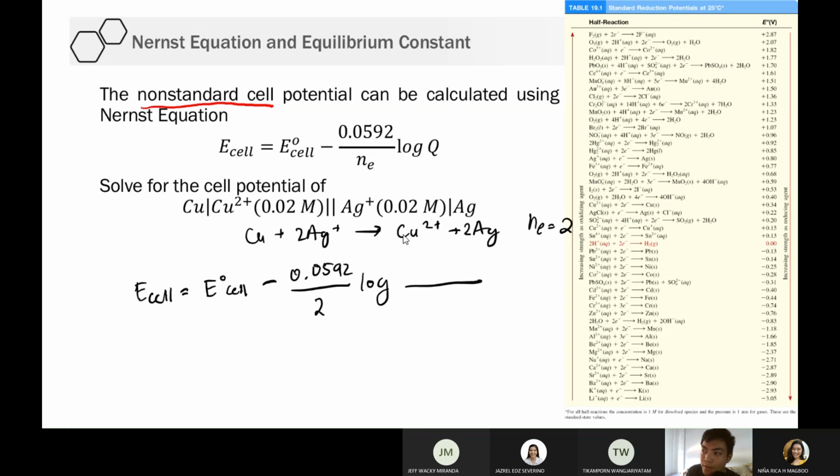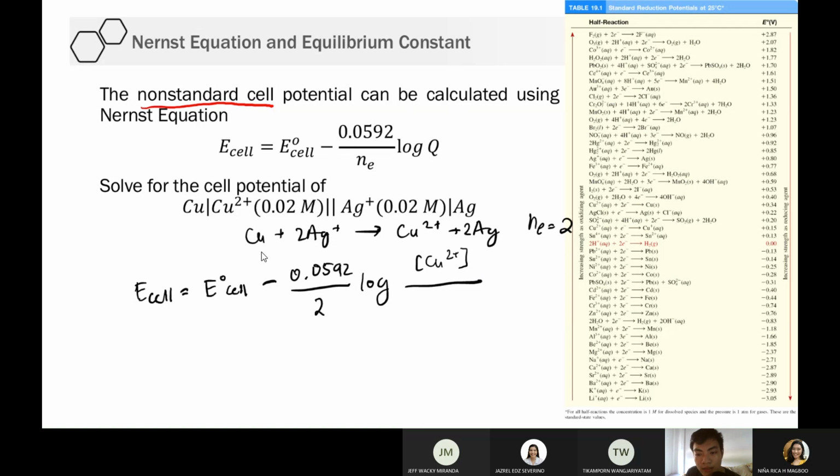That means I'm just going to write copper 2 plus here in the numerator. Again, metals are not to be written in here. So you should not write this down here. Only the ion form or the gas form. Then on the left side, we have the reactants, which should be placed in the denominator.